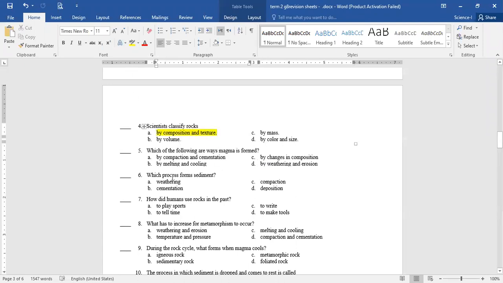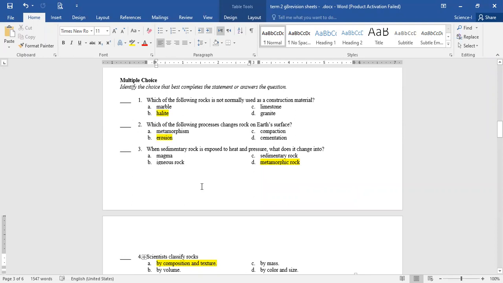Okay, so as we said, Mister, you have a question in number 2? How to be erosion? It should be D. D, cementation. Yes, processes. What is the meaning of processes? Which of the following processes? All these are processes. Metamorphism is a process. Erosion is a process. Compaction is a process, and cementation is a process. So he is asking which of these processes could change the rock. Okay, it's erosion.